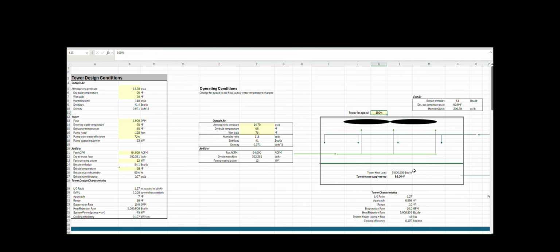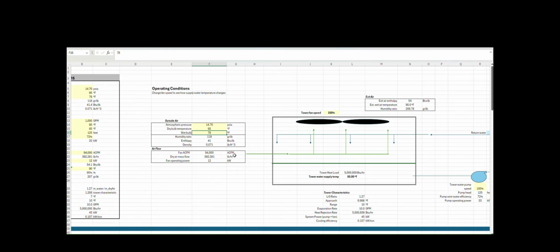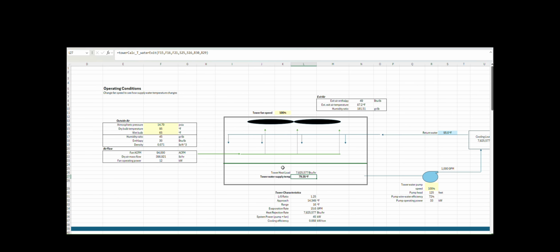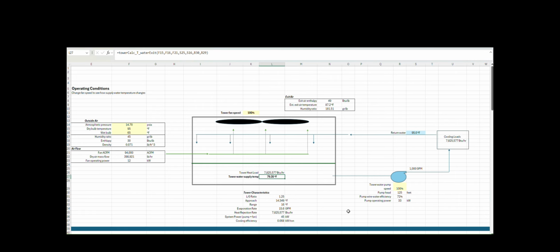Let's change our outdoor wet bulb temperature to start. Instead of 78, we'll make it 65. So as we decrease the wet bulb temperature, what happened? Our supply water temperature decreases. I think that's fairly obvious that would happen. So all things being the same, as our wet bulb temperature outside goes down, we can make colder water. That's pretty straightforward.